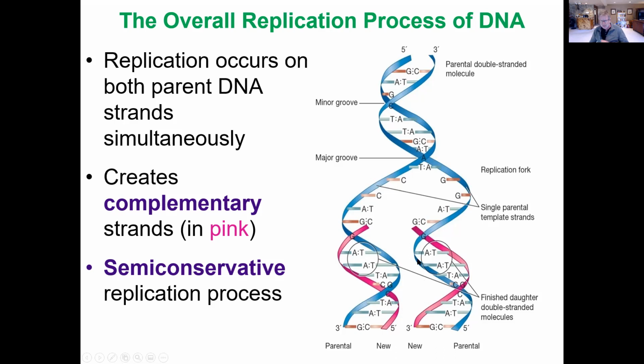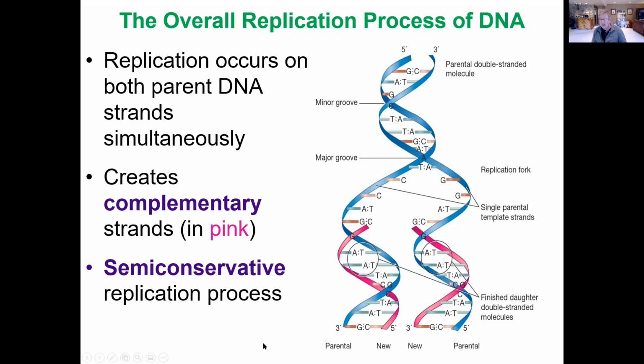So when this is completed, what are we going to have? Well, we're going to have two identical double helices like we see in the lower part of this slide. Look at the bases. Compare the complementary base pairing. They're the same. They have to be. But within each of these double helices, half of each is parent DNA in blue, and half is new daughter DNA in pink.